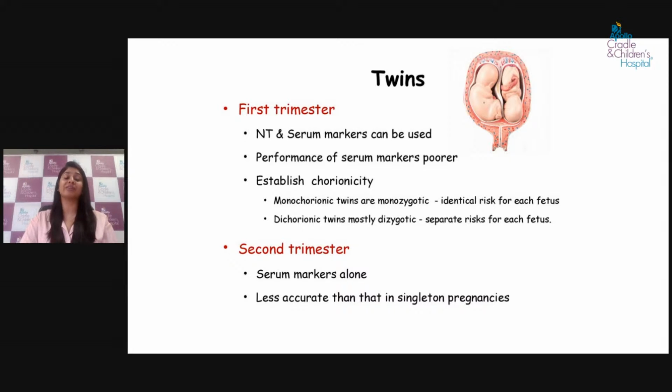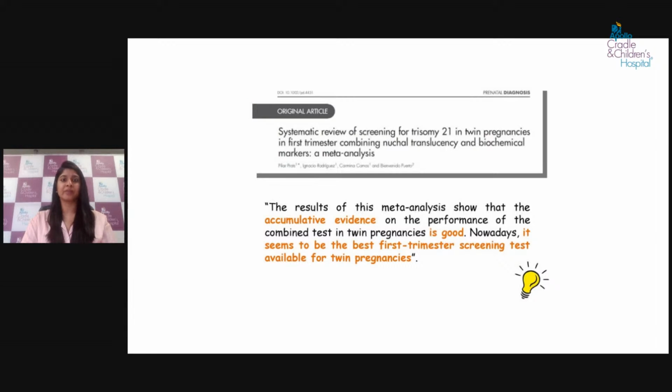However, like I've already said, you can also establish chorionicity, which is a very good marker, plays a very good role in predicting the outcome of pregnancy. And second trimester serum markers are known to be less accurate than in singleton pregnancy.